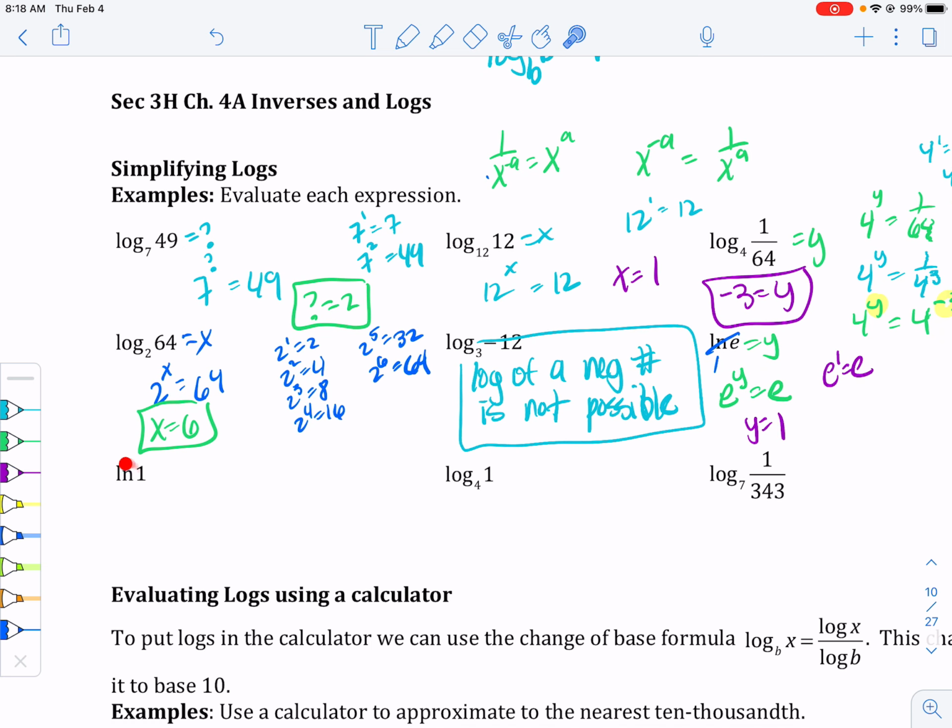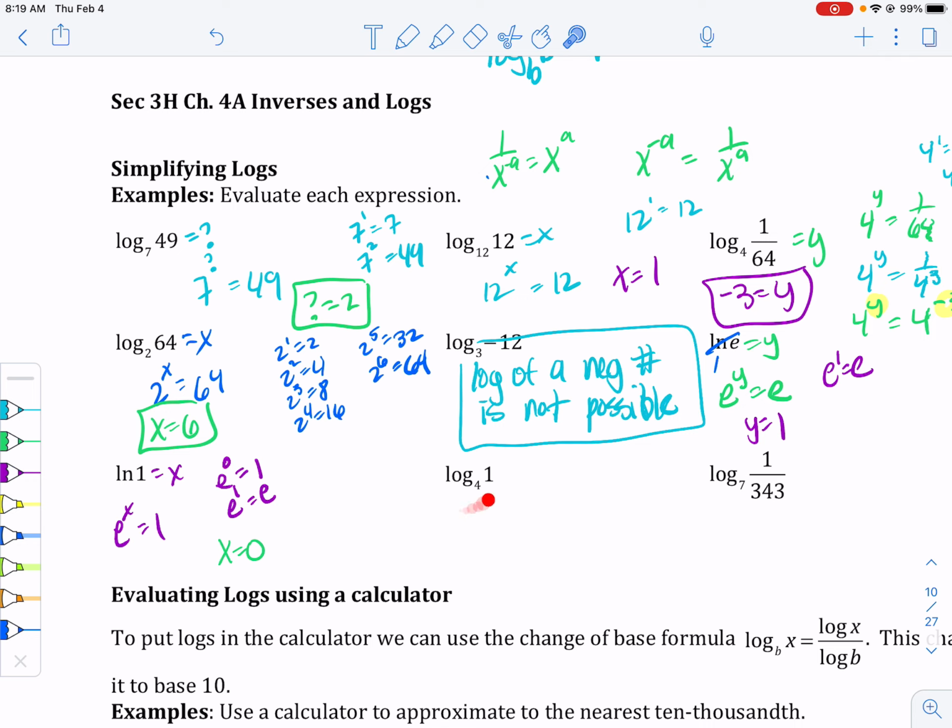If we look at this next one, we have natural log of 1. Well, if we say e to the x equals 1, if we do e to the 1, that's e, and then we're just going to be getting higher than that, so let's go backwards. So e to the 0. Now, if you don't remember, anything to the 0 power is 1. So this means here that this equals 0, because any power to the 0 is 1.